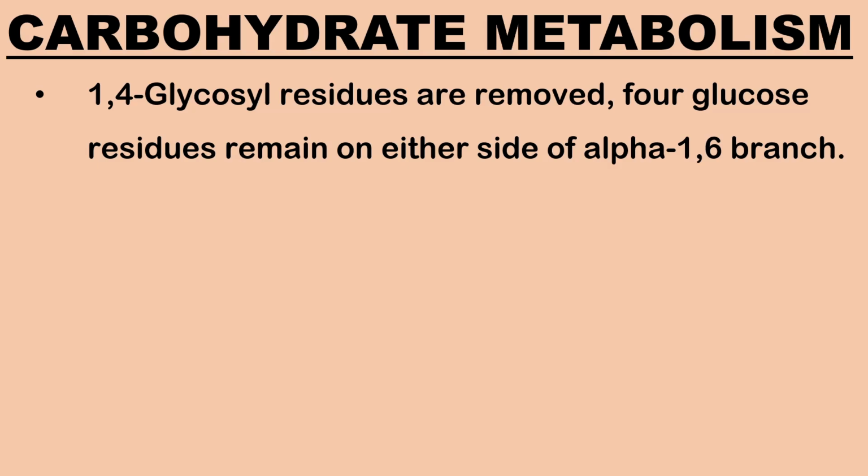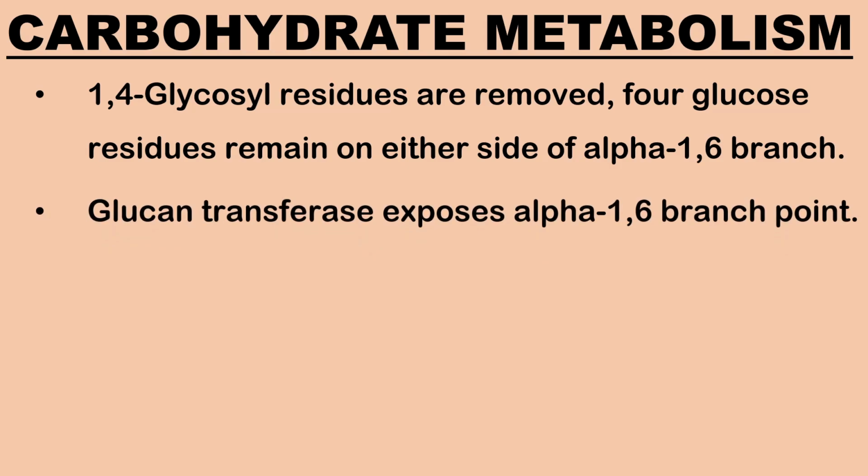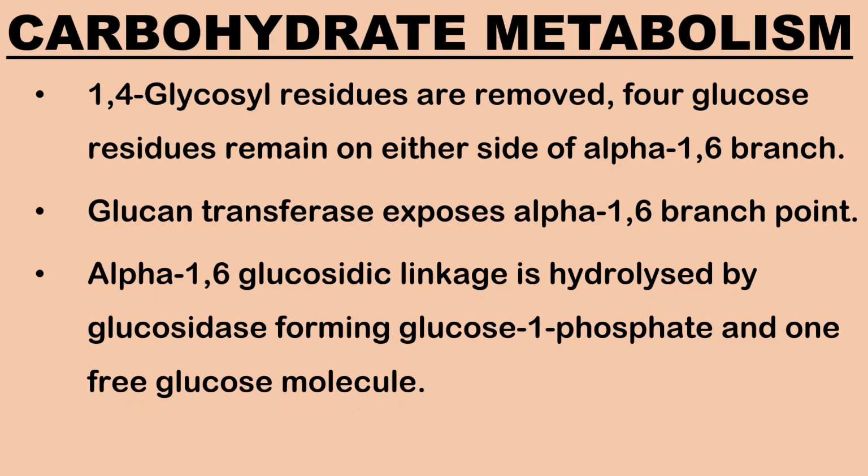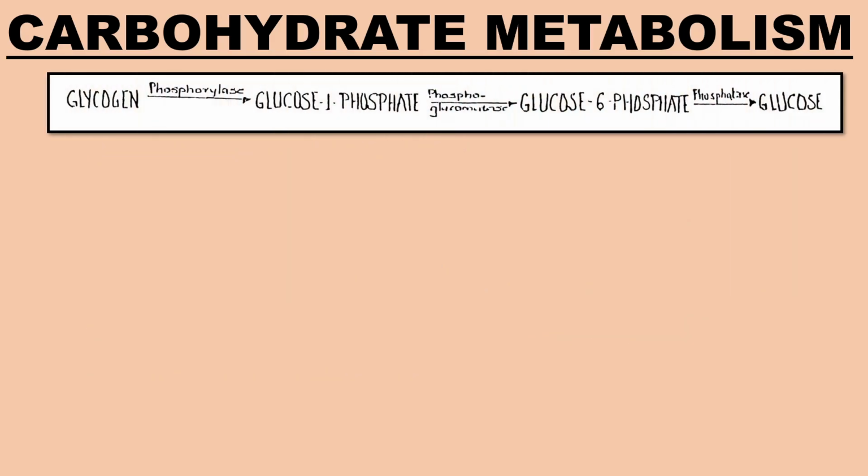alpha-1,6 branch. Enzyme glucan transferase exposes the alpha-1,6 branch point. Alpha-1,6 glucosidic linkage is hydrolyzed by enzyme glucosidase. It results in the formation of glucose 1-phosphate and one free glucose molecule.